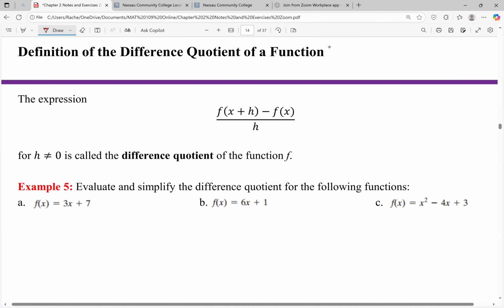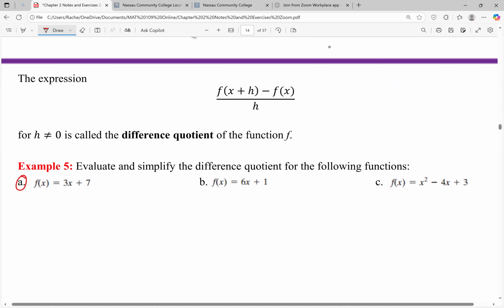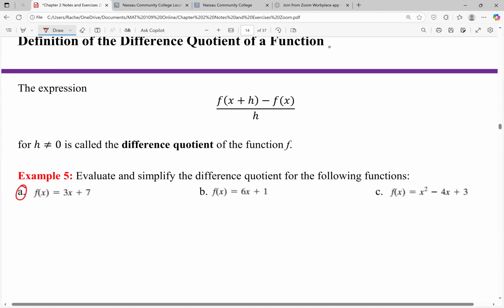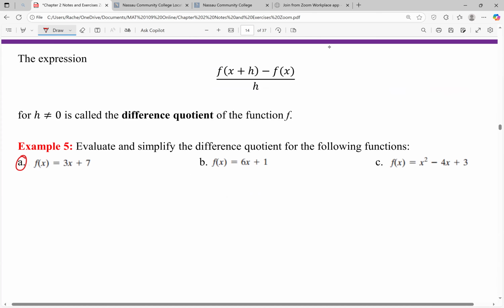Now, you're not expected to know what this means in this class. You're going to learn more about the meaning behind the difference quotient once you get to calculus. But it's used when calculating rate of change. And I'll tie that in after we do example A. So what do we want to do in example 5, part A? Example 5 says evaluate and simplify the difference quotient for the following functions. So let's look at example A.